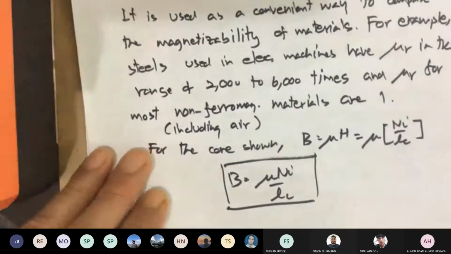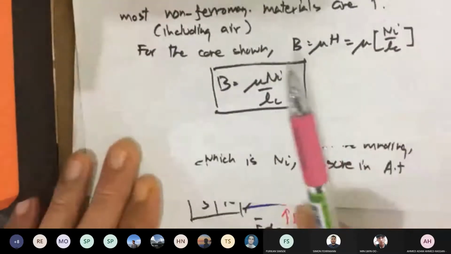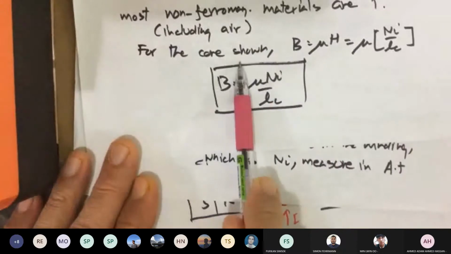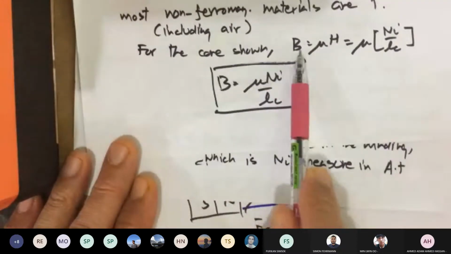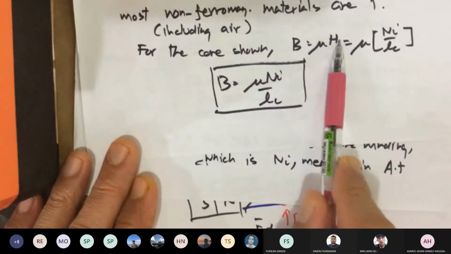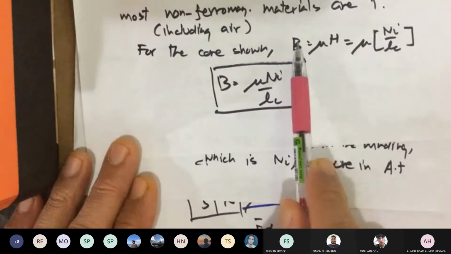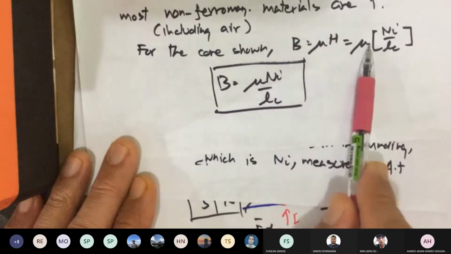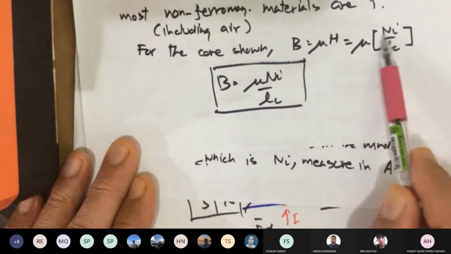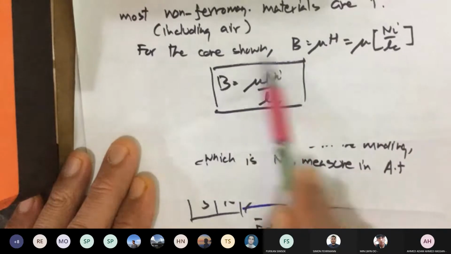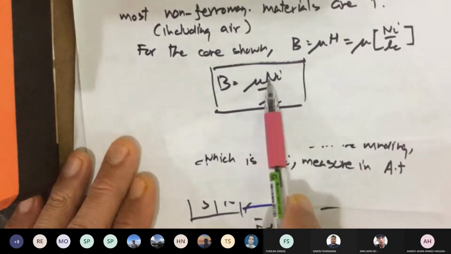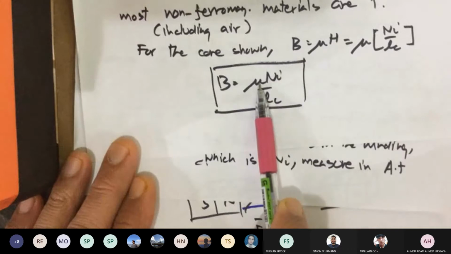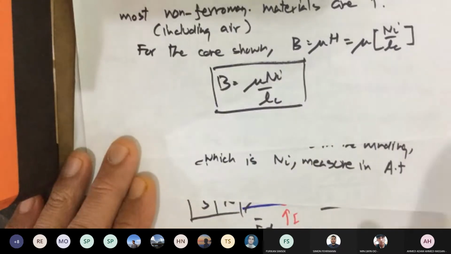So once we understand that, back to our core. For the core shown, you can determine B, which is what we want. We don't want H. We don't care about H as much, but we're going to use H. We can calculate the magnetic field from our structures using this equation. We found H earlier. Substitute H in there. It becomes mu Ni divided by LC, showing you in the box here. Mu Ni divided by LC, where mu is the core material. So now we can generate our magnetic field for a given structure.